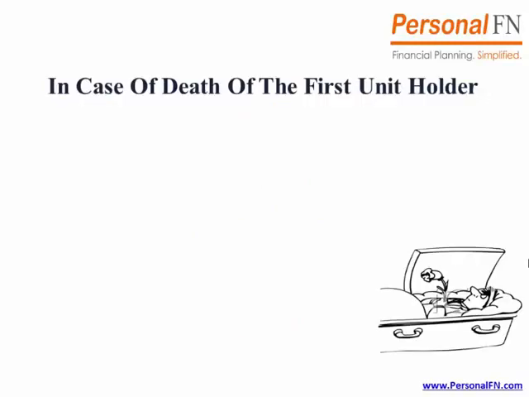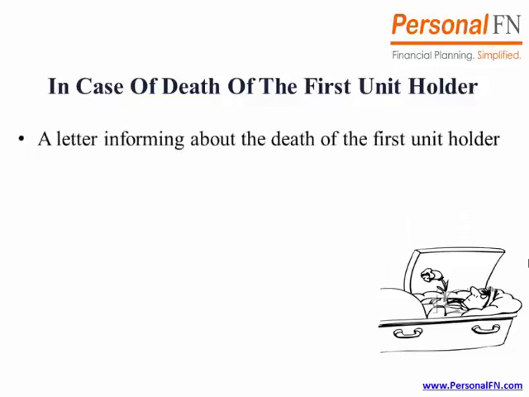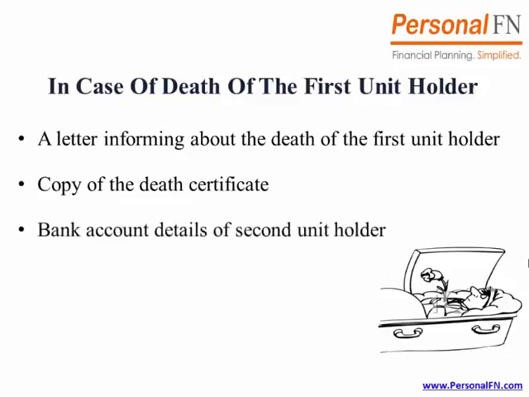The first one, in case of the death of the first unit holder. If the first unit holder passes away, the units can be transmitted to the second unit holder. For this, the second unit holder will need to submit a letter informing the death of the first unit holder, a copy of the death certificate attested by the bank manager or the gazetted officer or the asset management company, bank account details of the second unit holder, and KYC of the second unit holder.